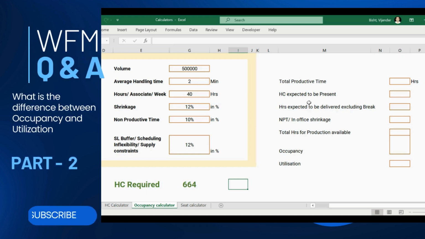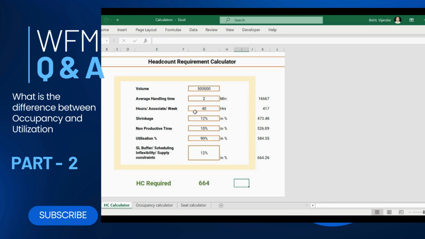Today we will do the second part of the Excel-based calculation of utilization and occupancy. If you remember, we did a headcount calculation in my previous video on a volume of 5 lakhs and 2 minutes of AHT, taking into account the hours per associate per week, shrinkage at 12%, non-productive or inefficient shrinkage at 10%, utilization at 90% and 12% on the SL buffer. And we said that we would need 664 headcount.